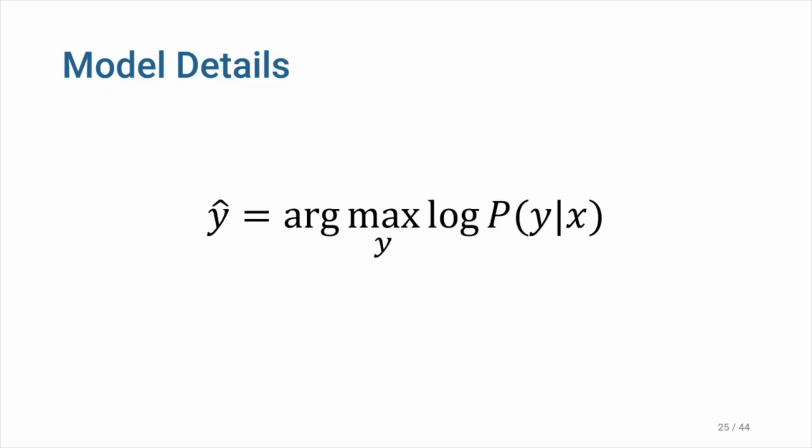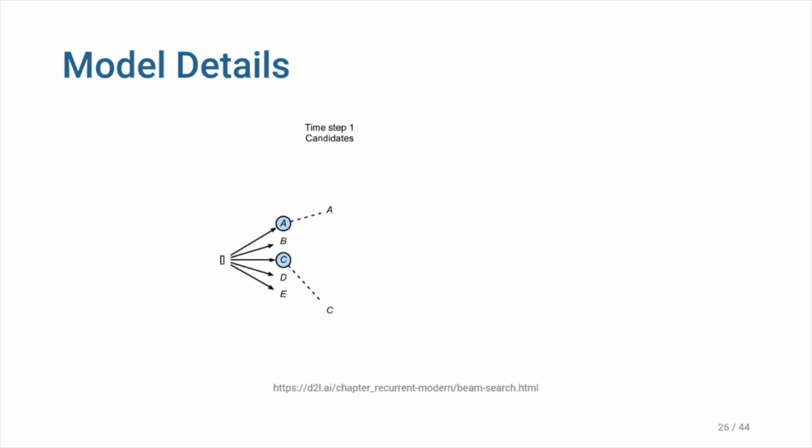During inference, we want to find the most likely character sequence given the input acoustics. In order to do so, we use beam search. Here is how it works. Beam search has a hyperparameter named beam size. In this slide, the beam size is 2. So at time step 1, we select 2 tokens with the highest conditional probabilities. Each of them will be the first token of 2 candidate output sequences, respectively.